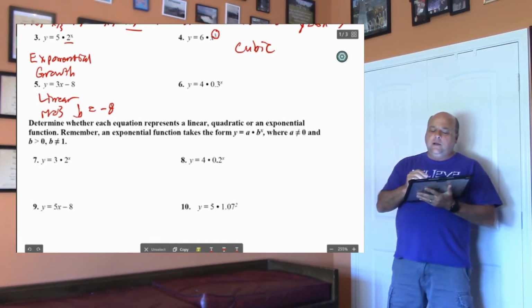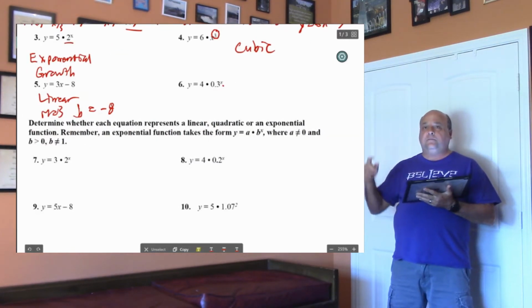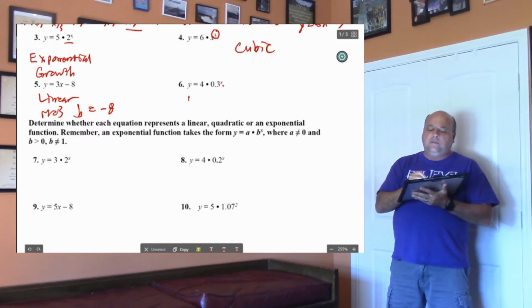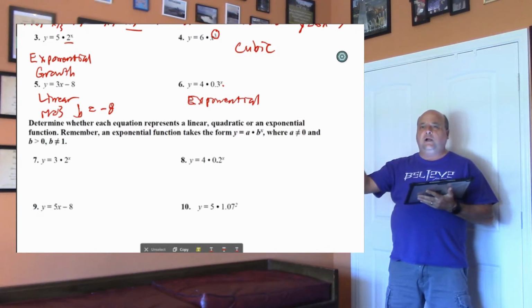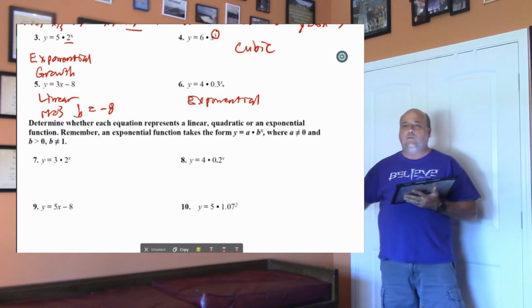Then on the next one, the x is in the exponent power. This is going to be exponential. Okay, the y-intercept would be at 4. The common product would be 0.3. This would have decay, wouldn't it?